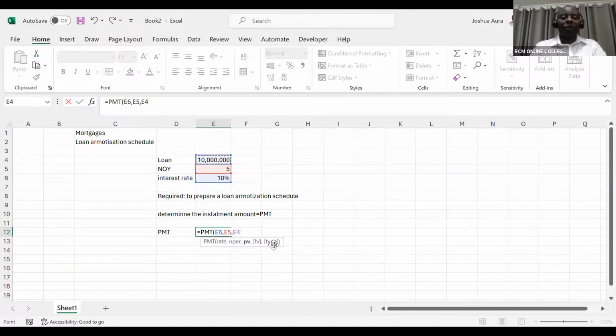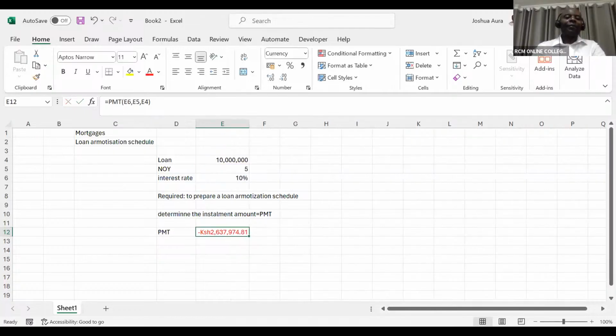So please come and close this. Your answer will come in the form of negative. Of course, if you'd want it not to be negative, you put after equals a negative there to cancel that negative. But in this case, let me just say Control, Enter. So I can see there that on a yearly basis, Irene will be required to pay 2 million, 0.6, something like that. I don't want that minus.